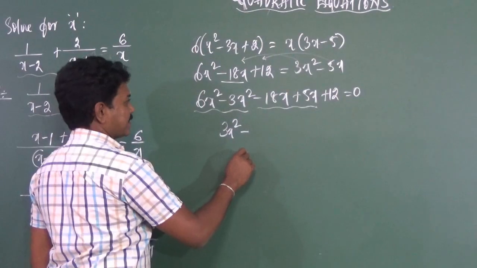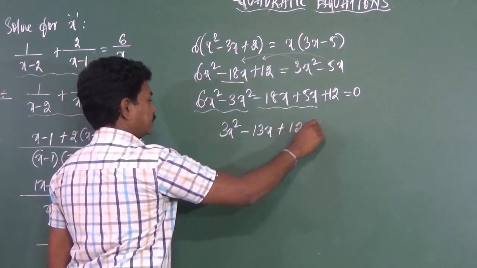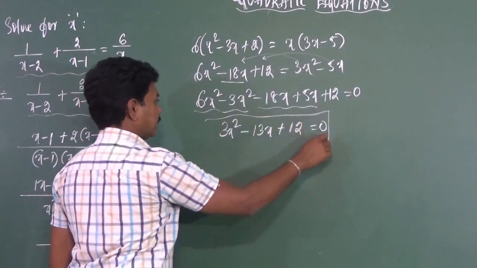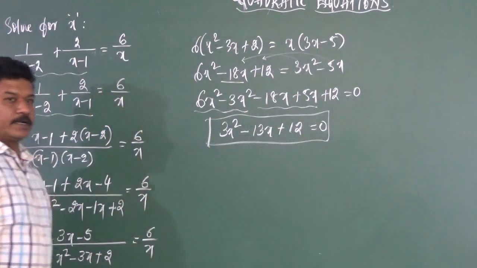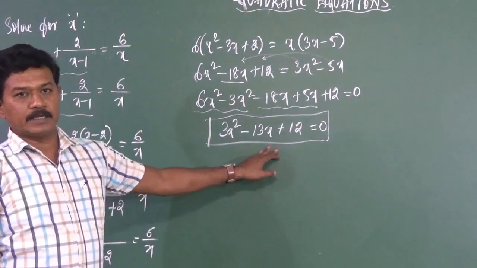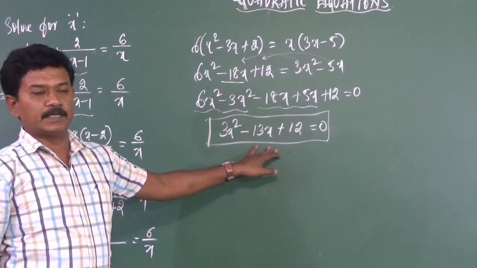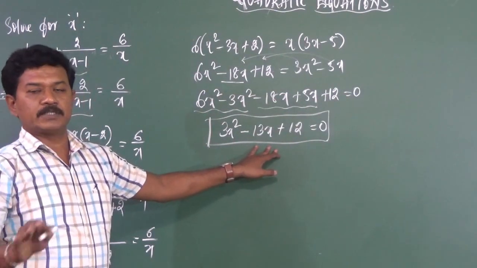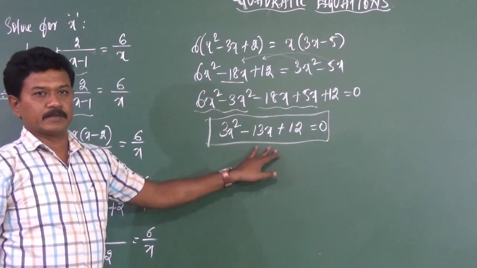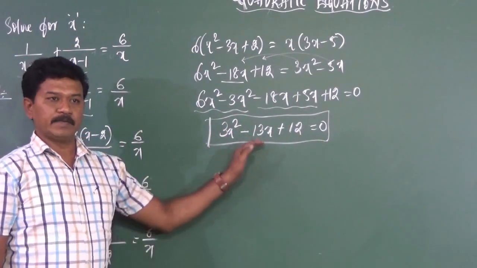minus 13x plus 12 is equal to 0. So exactly we have reached the quadratic equation. If possible, solve this quadratic equation by the method of factorization. If it is not possible, because all quadratic equations cannot be solved by the method of factorization, right? So therefore, if it is possible, solve it or leave it blank here.